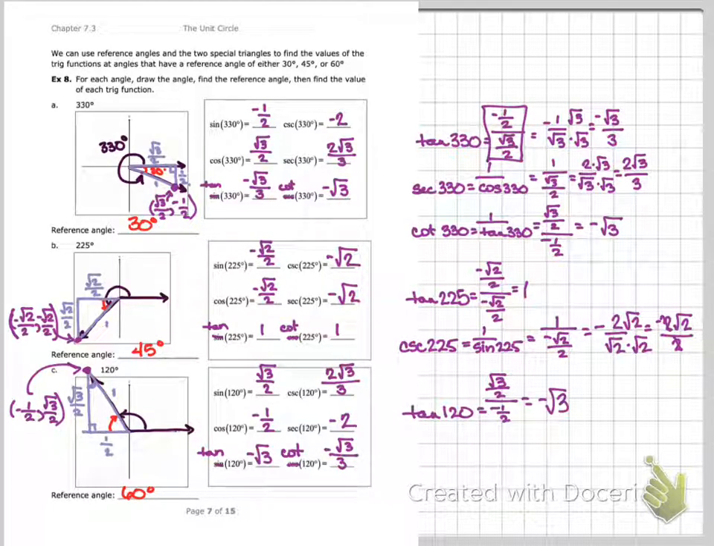Notice something, the sine and cosecant again, both positive, cosine and secant, both negative, tangent and cotangent, both negative.